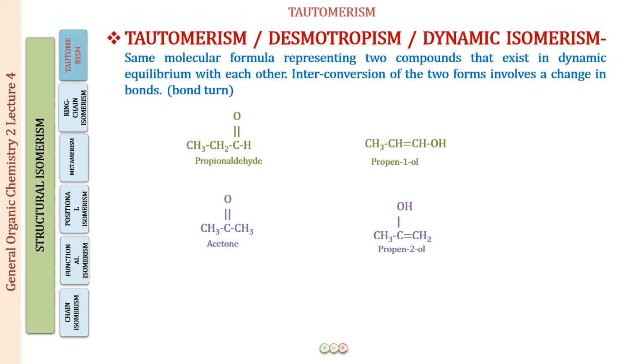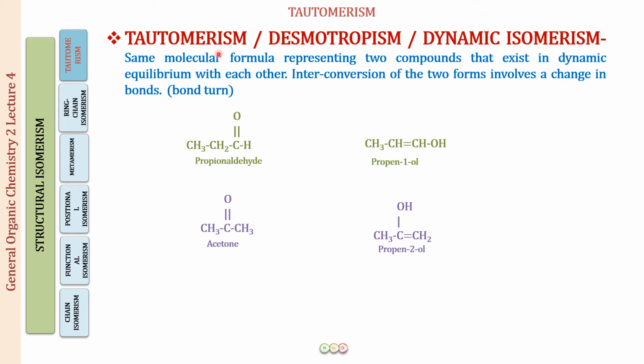So first of all, obviously, the definition of tautomerism. Tautomerism is also called desmotropism. It is also called dynamic isomerism. It is also called cryptomerism. It is also called keto-enol tautomerism, but that is going to be just one part of the whole of tautomerism.